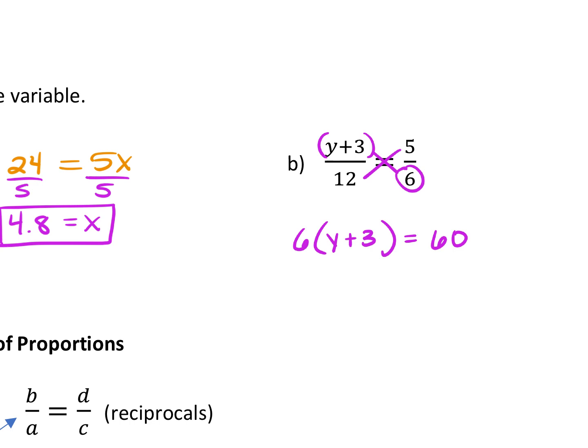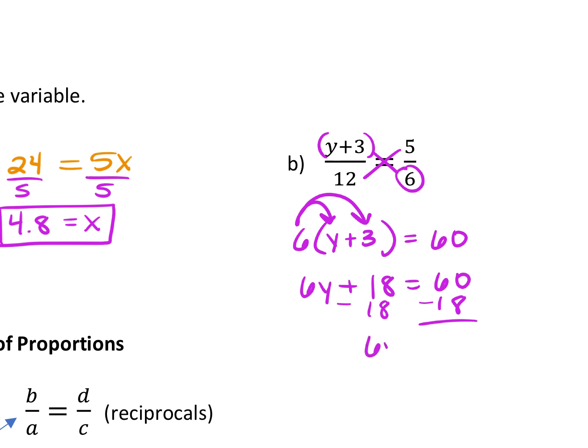If you divide by 6, you get y plus 3 equals 10, and then you subtract 3. If you distribute, it's great. I love distributing. I just don't love that people forget to actually distribute to both things. So if you're going to distribute, please distribute to both parts of the expression, okay? 6 times y is 6y. 6 times 3 is 18. That equals 60. Take away the 18, and you get 6y equals 42. And then divide by 6, so y is 7.